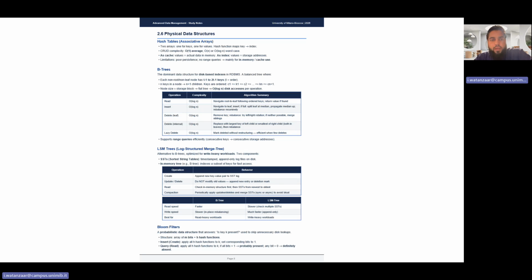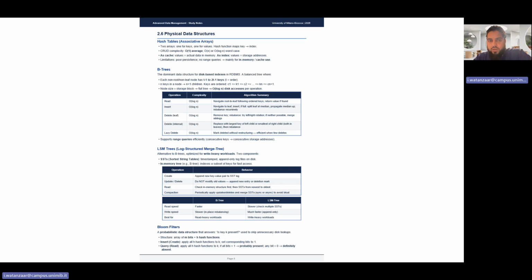In the last one, what is the best usage of B trees and LSM? B trees are best for read heavy workloads, and LSM trees are best for write heavy workloads. The last one we are discussing here is the Bloom filter, and this is the last of the lecture. It is a probabilistic data structure that answers whether a key is present. That's why it is addressing the gap between B trees and LSM trees.